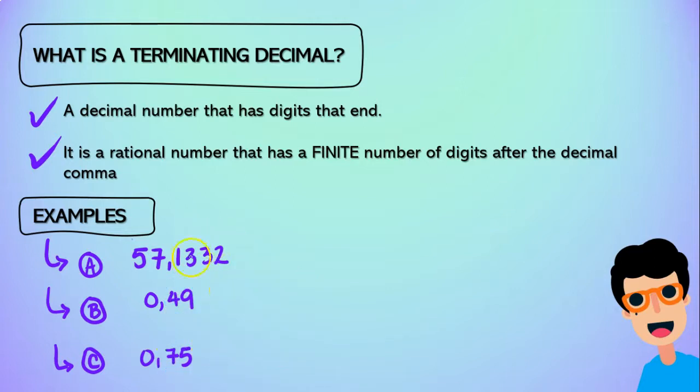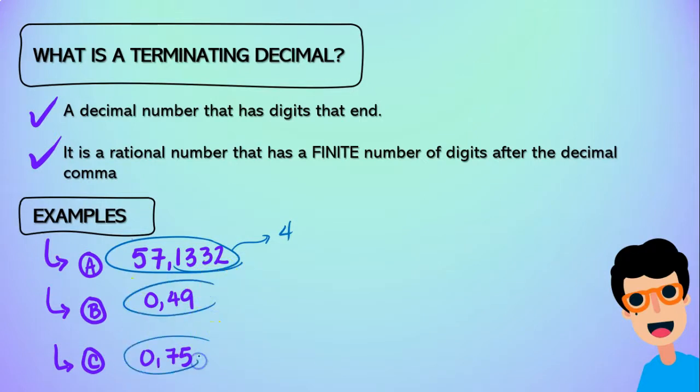So guys, to recap, the first number is a terminating decimal because it has 4 digits after the decimal comma, and they are finite because they don't continue. And in number 2 and 3, so examples B and C, we have 2 digits after the decimal comma. That means that they stop there. The number doesn't continue. Because the number does not continue and it has a finite number of digits after the decimal comma, it is a terminating decimal.